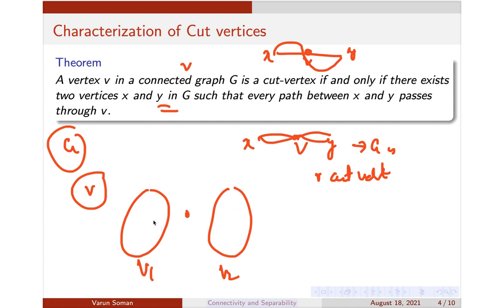No path between them. Suppose I am taking some x here, and y here. There is no path between x and y in this graph G minus V, because V has already been deleted. Since they are lying in two different components, there will be no path between a vertex x in V1 and a vertex y in V2. But the original graph G was connected. So what does that mean? Originally there was a path between x and y, that is why G was connected.